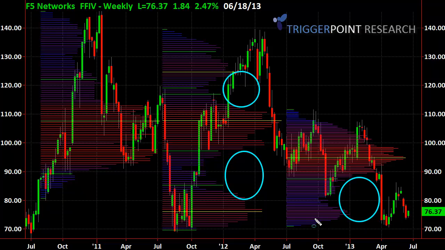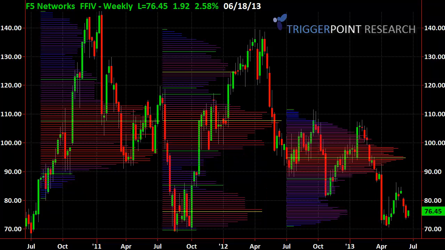What we're seeing is a look into where the players are buying and selling. And if we see a move into that region, whether it's on the upside or downside, if it breaks down or breaks up, this is where we want to start playing. This is where we want to start investing, dependent on the direction of that move.